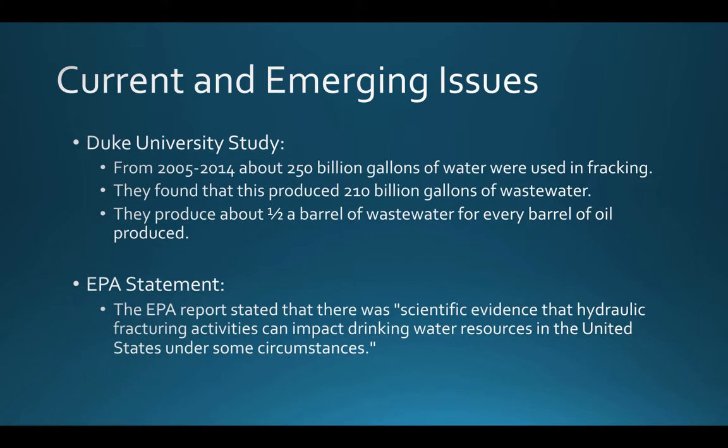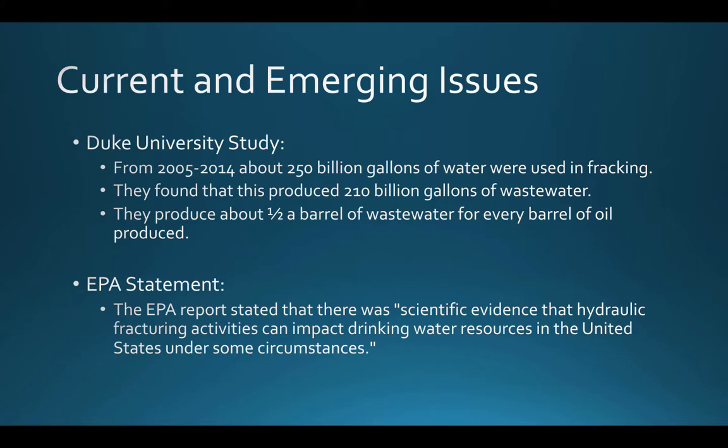Now, let's look at some fracking issues in general. A Duke University study looked at 9 years, from 2005 to 2014, and said that there were about 250 billion gallons of water used in the fracking process. They found that this produced about 210 billion gallons of wastewater. So their numbers break out to about half a barrel of wastewater produced for every barrel of oil. And that led them to the question of, is it really worth it? Is oil a more important commodity than water? And the researchers that did the study actually said no, that the water being wasted or lost was more important than the oil that was being generated.